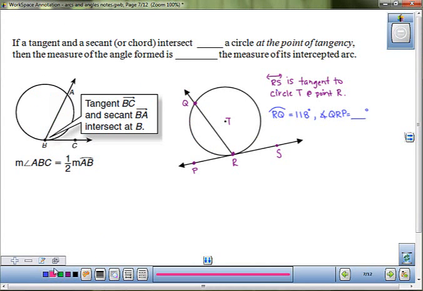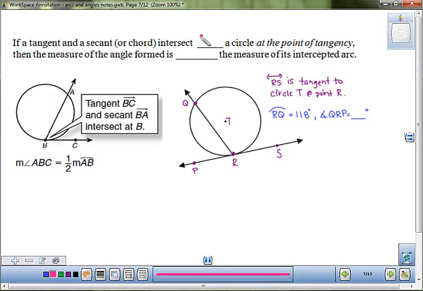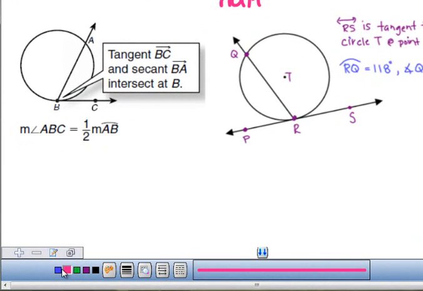Now we're on to our angle relationships. The first one is if a tangent and secant chord intersect on a circle at the point of tangency, then the measure of the angle formed is half the measure of its intercepted arc. So here you can see I've kind of written a formula for you. They tell you the measure of angle ABC is going to be half of arc AB, because that's the arc that's intercepted. So here we're given some numbers to work with.